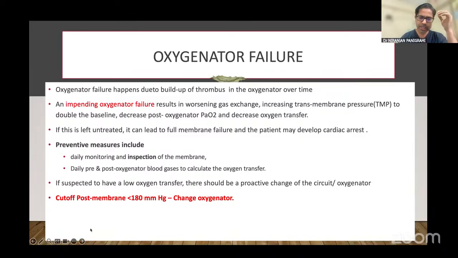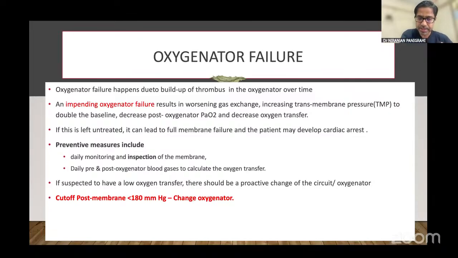But practically speaking, people wait till 150. Sometimes we wait till 100 also. Suppose your patient is not desaturating, again this number should be analyzed in the context of the patient. But again, we don't advise to wait till 100. As per the ELSO, if your post membrane PaO2 is coming below 180, that is an indication. So for easy understanding, that number should be there. The entire team should understand.